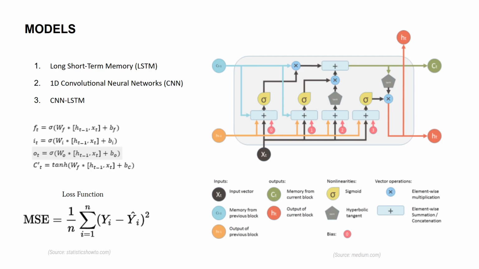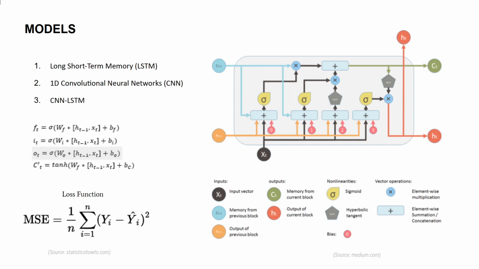So we used 3 different models to make forecasts and then compared the results. Our first attempt was using LSTM, and LSTMs are a variant of recurrent neural network. They solve the vanishing gradient issue with RNNs. So LSTMs are able to remember long and short term information. The flow of information in the LSTM network is controlled by 3 gates.